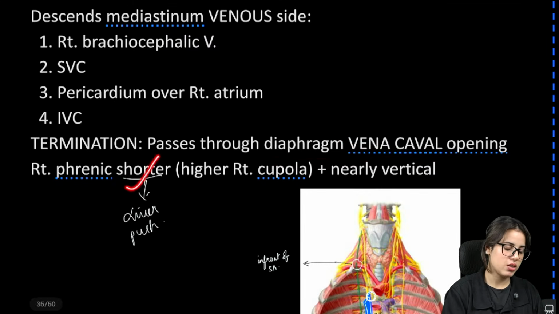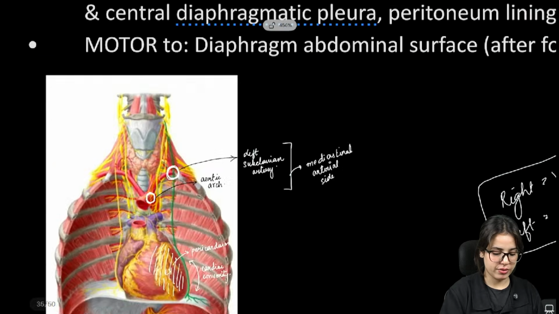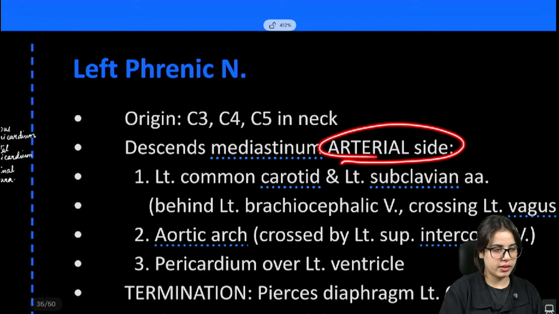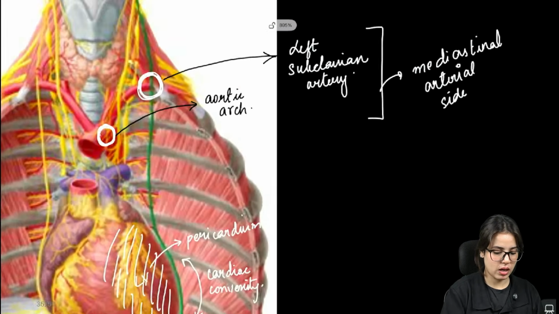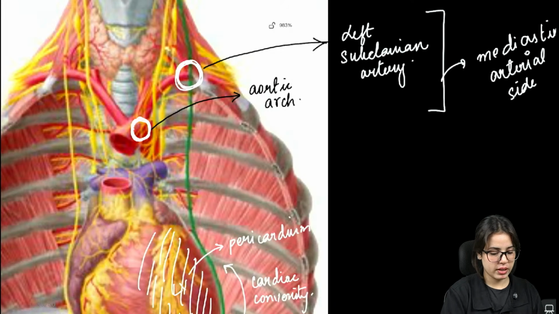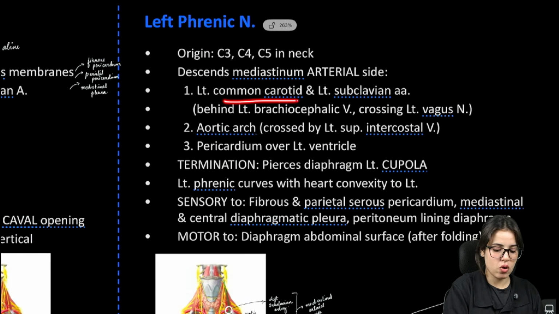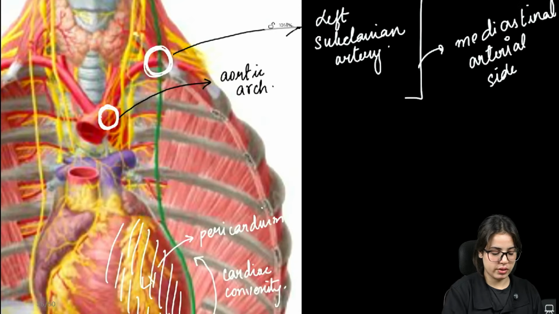So right phrenic is shorter, it's more straight and nearly vertical. Why is it shorter? Because of liver, the liver pushes the diaphragm a little bit up. Let's do left phrenic. Similarly, C3, C4, C5, and then arterial side. A little bit has arteries in it. So how? First of all, left subclavian artery, also the carotid artery. I think so. Yes, left common carotid artery. So that's also included.